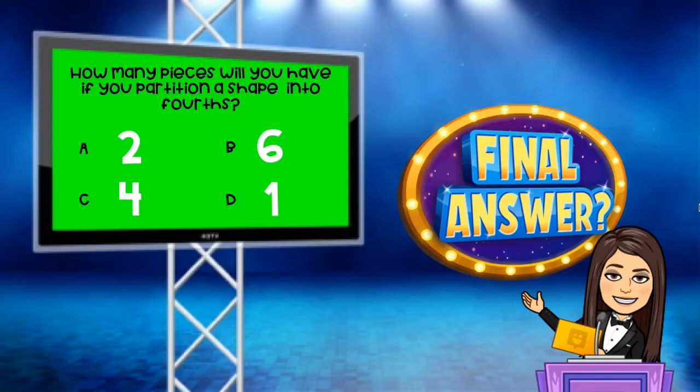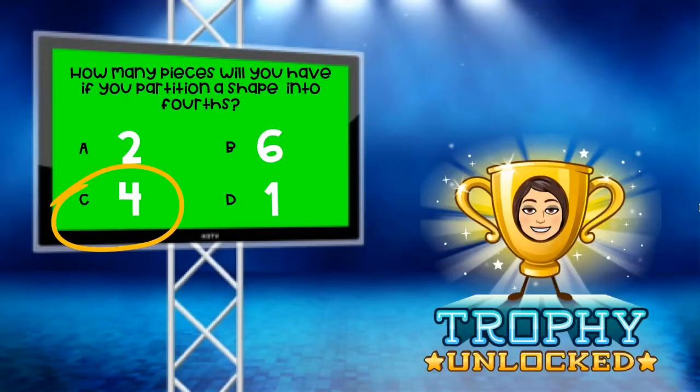Do you have your final answer? The answer is 4. If you partition a shape into fourths, you will have 4 equal parts. Remember, we can see that word 4 in the name fourths.